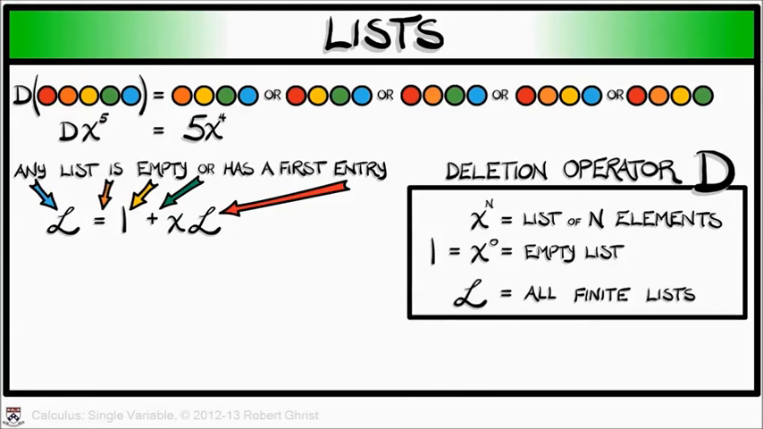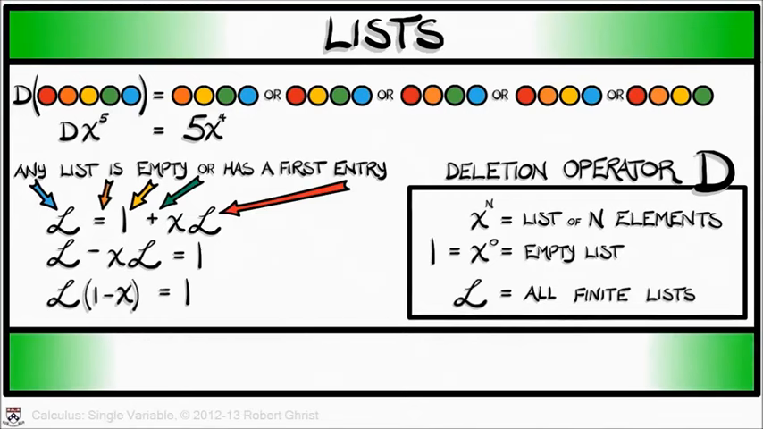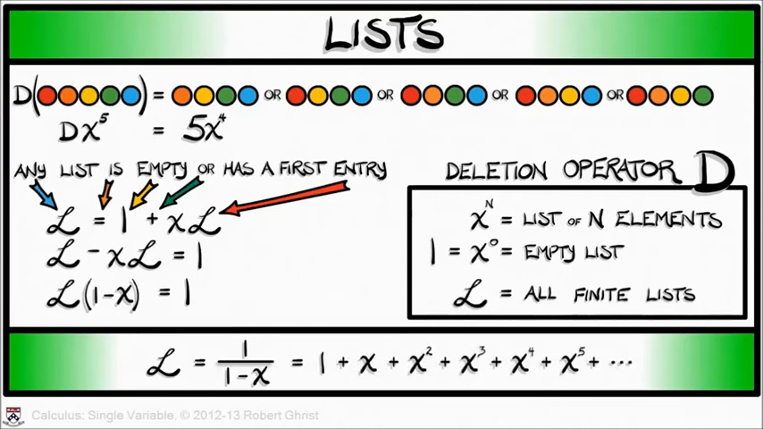And now, let's do some algebra, see what comes out. If we move all of the L terms over to one side and factor out that L, what happens when we solve for L and get an expression for all finite lists? Well, as you can clearly see, L is 1 over 1 minus X. What in the world does that mean? Well, we know what 1 over 1 minus X really is in terms of the geometric series.